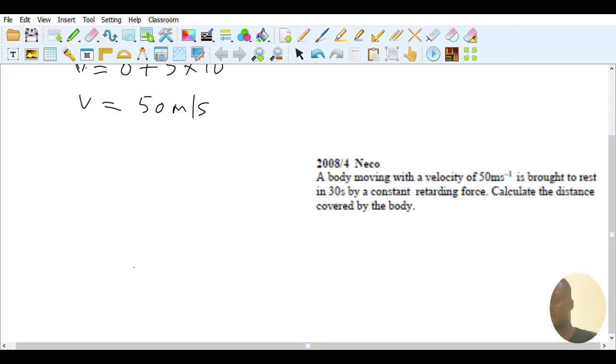A body moving with a velocity of 50 meters per second is brought to rest in 30 seconds by a constant retarding force. Calculate the distance covered by the body. So we're looking for distance. Let's take out the parameters from the question.